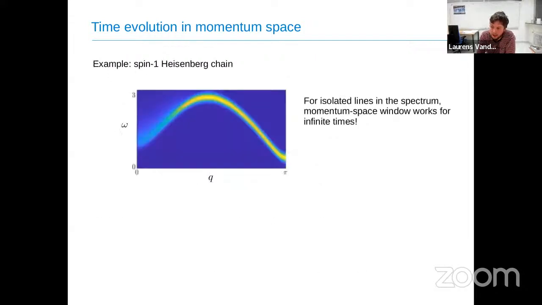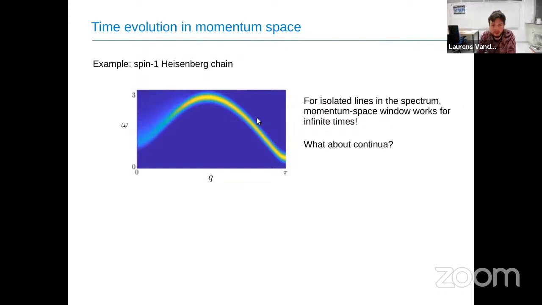And if we look at the results, does it help to go to this momentum space version? It appears that for isolated lines in the spectrum, this momentum space window works up to infinite times, because we know that such an isolated mode can be represented very well by the quasi-particle excitation ansatz that we had before, which was essentially a momentum superposition of a local perturbation. So we knew that these modes live exactly in the subspace that we use to represent the time evolution. So we know that this will work more or less perfectly.